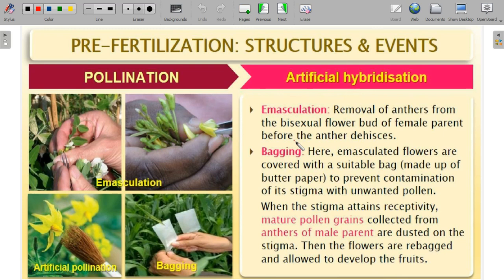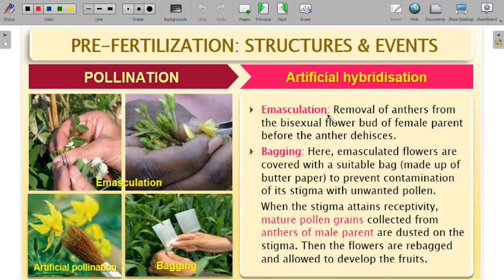In a unisexual flower, we have a male flower and a female flower. There is no need for emasculation. And you all could have learned about genetics. Who is the father of genetics? Yes, Gregor Johann Mendel. The first step he did was he took a garden pea plant. The flower condition was actually bisexual. He converted the bisexual flower into a unisexual flower. How? He followed the emasculation technique.